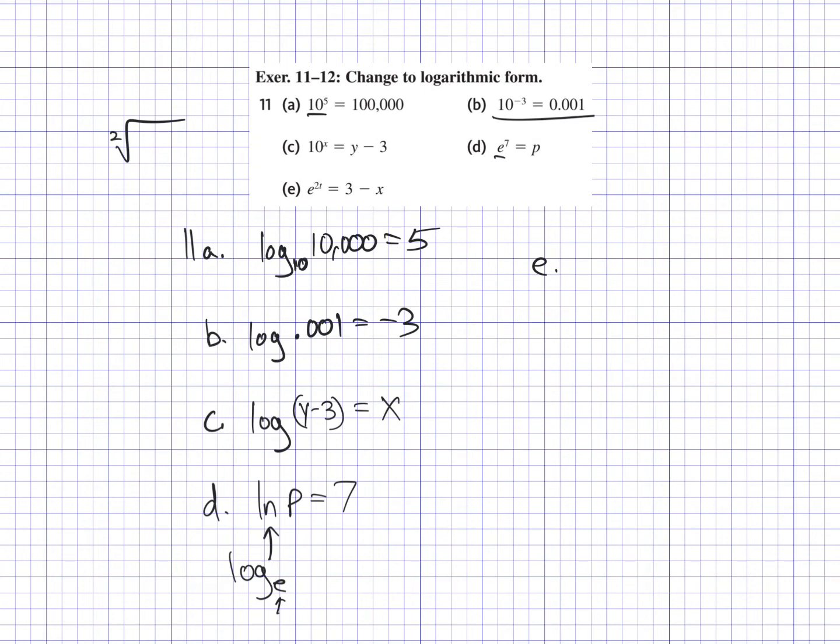And e, again, we have natural log of 3 minus x, that's a group, is equal to 2t. And now we have to divide by 2, or like I said in the last problem, let's multiply by 1/2 on both sides. And we have 1/2 natural log 3 minus x equals t. Excellent.